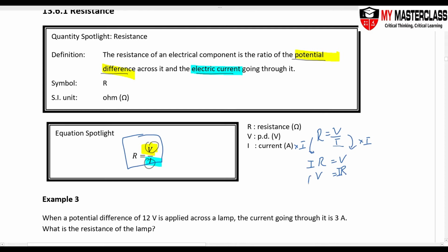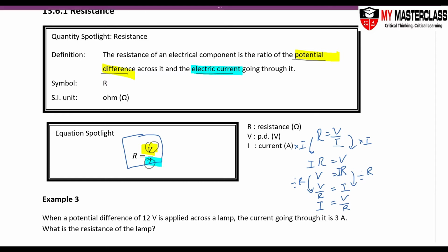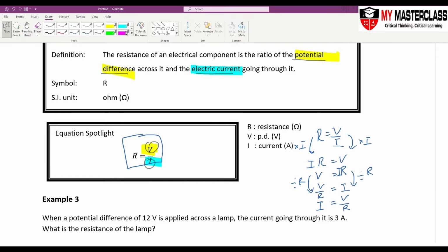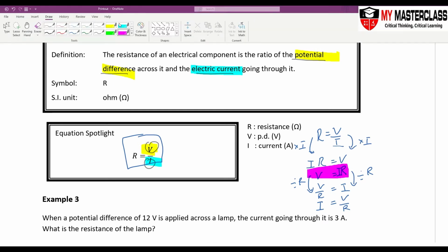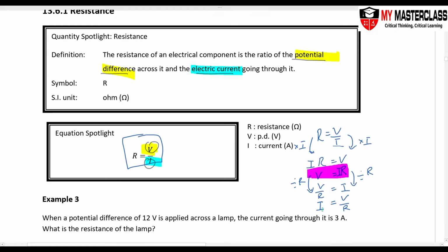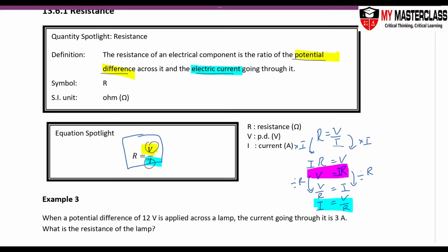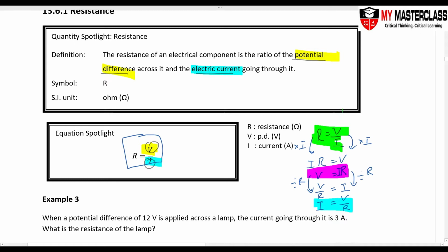Next, you divide both sides by R. You're left with V over R equals I. So the second equation you can get from this is I equals V over R. So the three equations are V equals IR, I equals V over R, and the main equation where these two equations were derived from, R equals V over I.